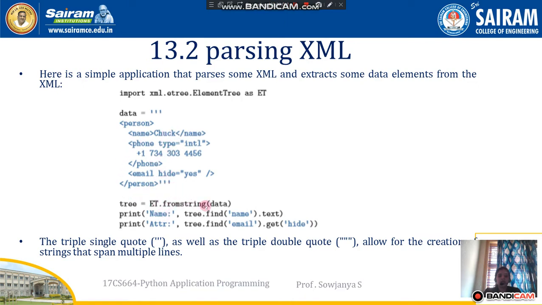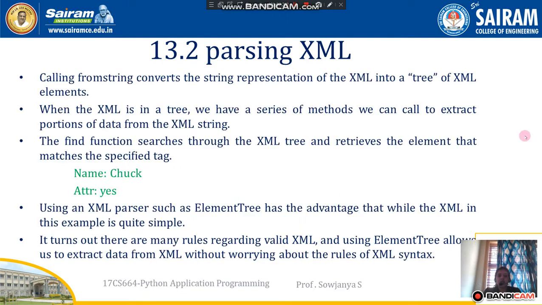Tree is equal to ET.fromstring of data, and it is going to print name, tree.find of name of the tree, and then the attributes, whatever attributes are there. So it will display the name and the attributes of this particular element tree. This is the way you have to write the program. Make sure data is equal to three quotes, and it will allow for the creation of strings that span multiple lines.